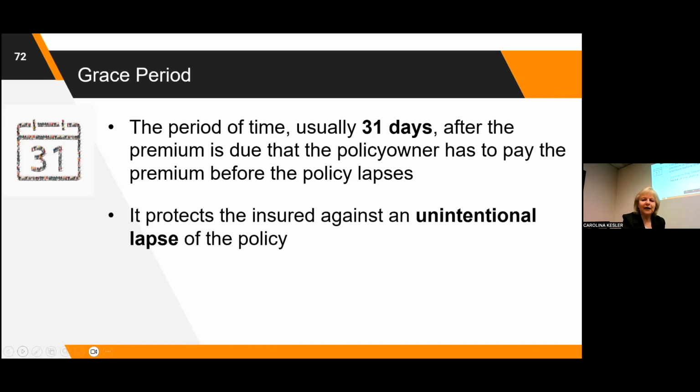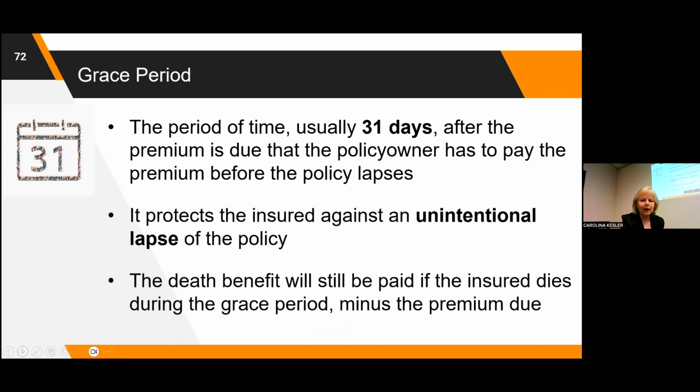It protects the insured against an unintentional lapse of the policy, yes. And the death benefit will still be paid if the insured dies during the grace period, minus the premium due. So if you see minus the premium due, just know it's the answer. Don't even read the question. Doesn't matter. Questions are designed to confuse you. It makes money for the test provider, right? So if you know all the answers, just mark the answer and go on. Don't be marking them for saving for later. Just do it and go, right?